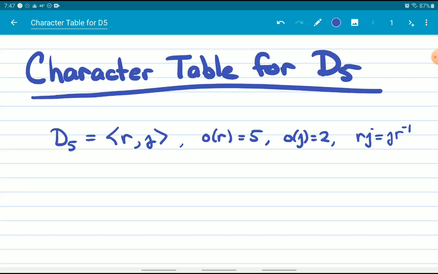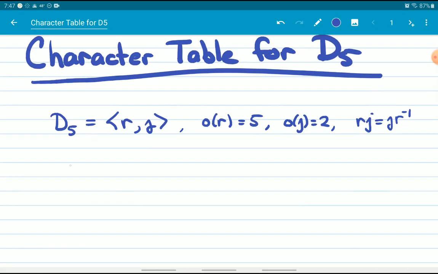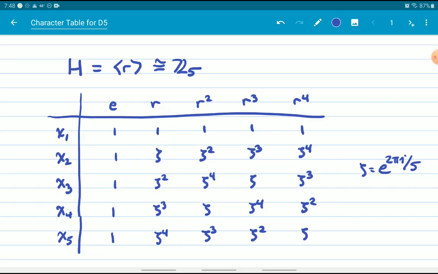All right, let's compute the character table for D5 presented here. Actually, let me start by computing the character table for the cyclic subgroup of order 5. And here's what that looked like. Of course, all the representations are one-dimensional, so I'm just writing down all the homomorphisms to the complex units.